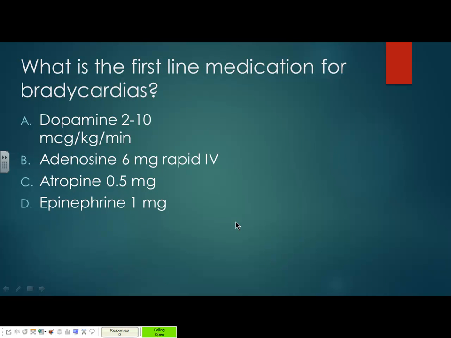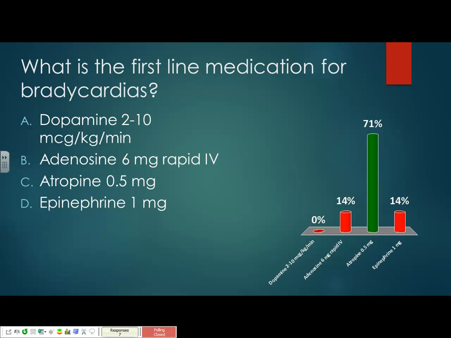What's the first line medication for bradycardia? Is it dopamine, adenosine, atropine, or epi? Atropine. Adenosine is not in your bradycardic algorithm. Adenosine is not in your bradycardic algorithm.